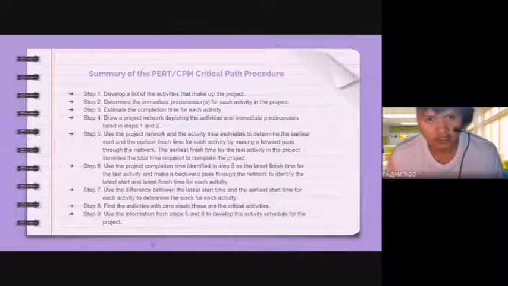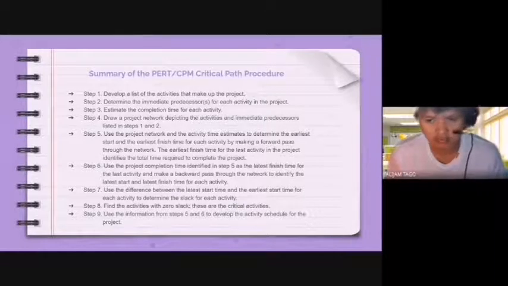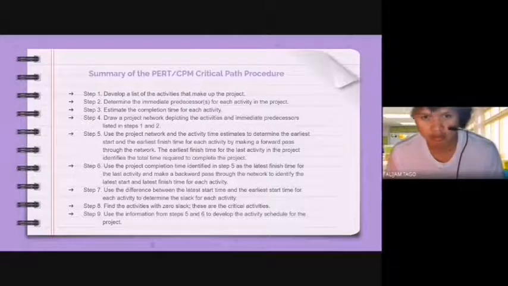Summary of the PERT CPM critical path procedure. There are 9 steps total in creating the PERT and CPM procedure. Step 1 is to develop a list of the activities that make up the project. Step 2 is to determine the immediate predecessor for each activity in the project. Step 3 is to estimate the completion time for each activity. Step 4, draw a project network depicting the activities and immediate predecessors listed in Step 1 and Step 2.